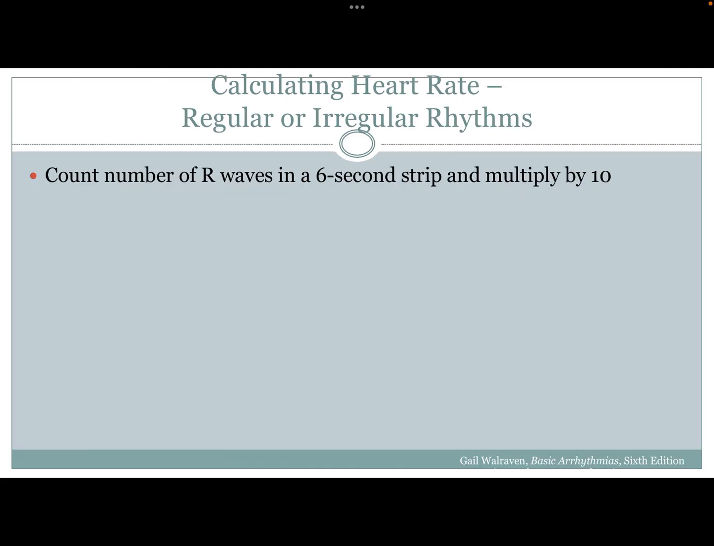But what you're going to use in class is a 6-second strip. So you count the number of R waves that appear in that 6-second strip, and then you're going to multiply that by 10 because there's 60 seconds in a minute. So that is the way, for class purposes, you will do things.